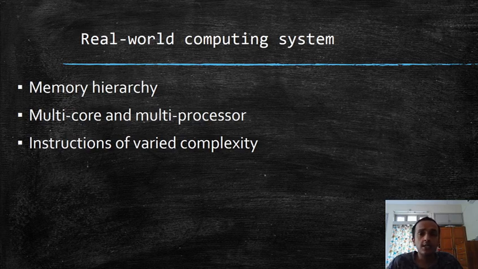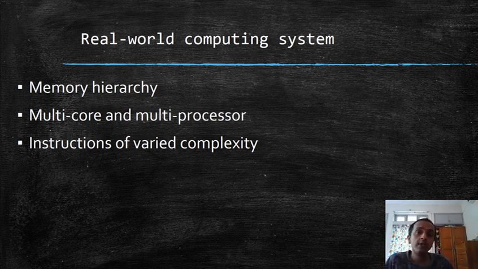Then real world computers these days are multi-core. No matter which computer you buy today, it would have multiple cores, which means these cores can execute multiple instructions on their own, and you can have multiple programs running simultaneously.